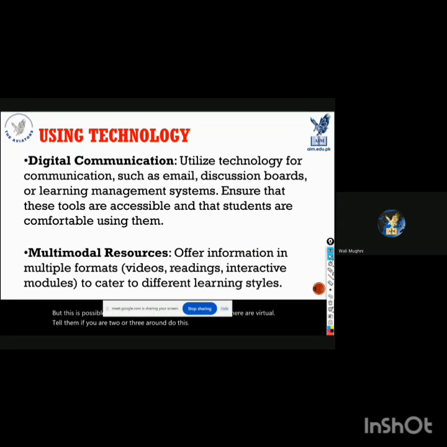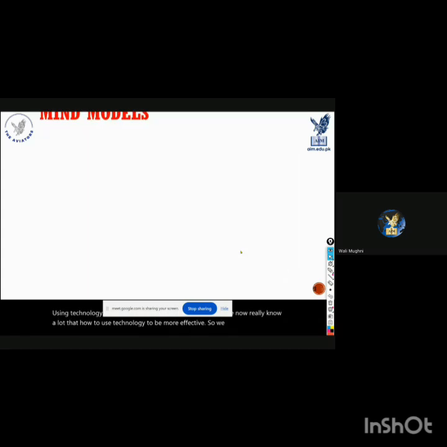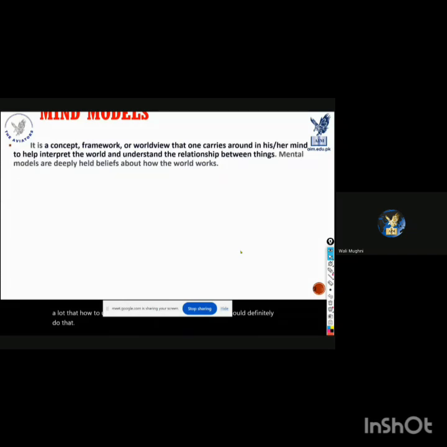Using technology, we have really discussed a lot about it. So we now really know a lot about how to use technology to be more effective. So we should definitely do that. We need to address mind models. Anyone knows what mind models are?